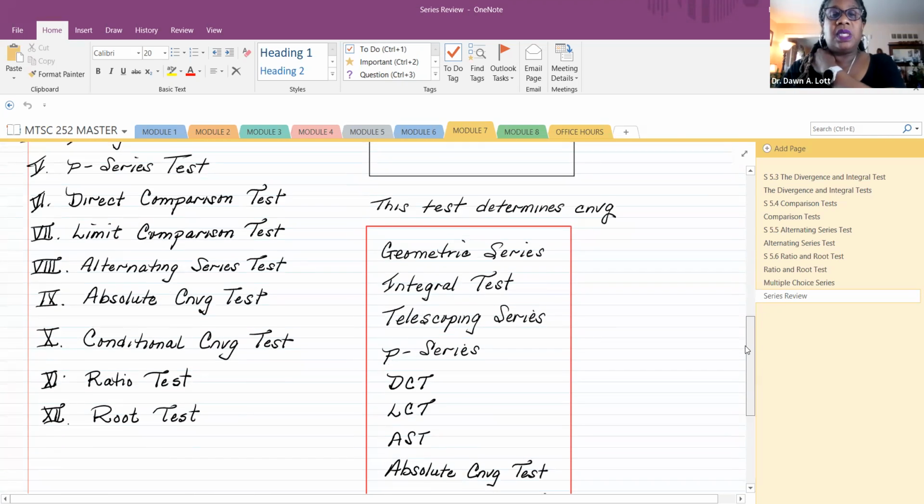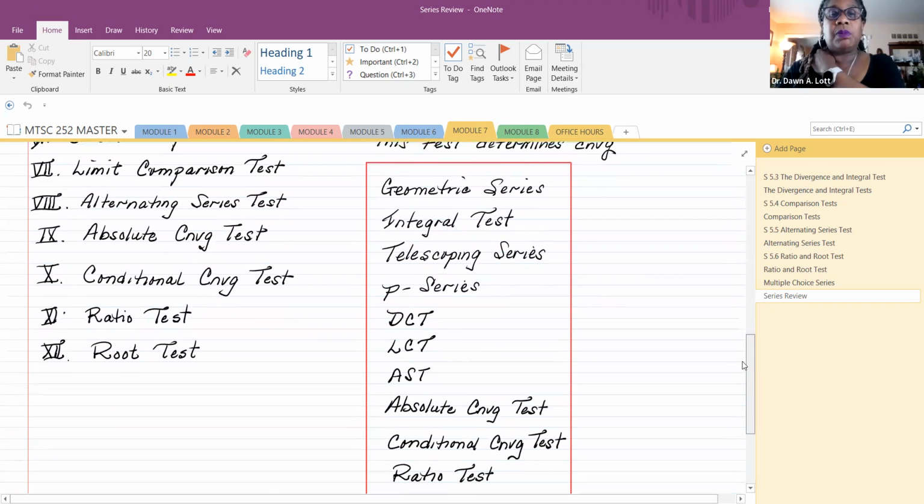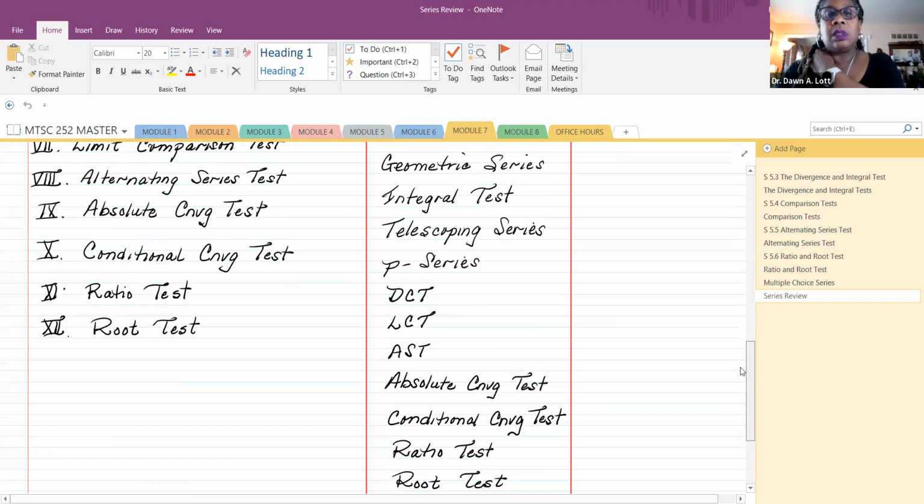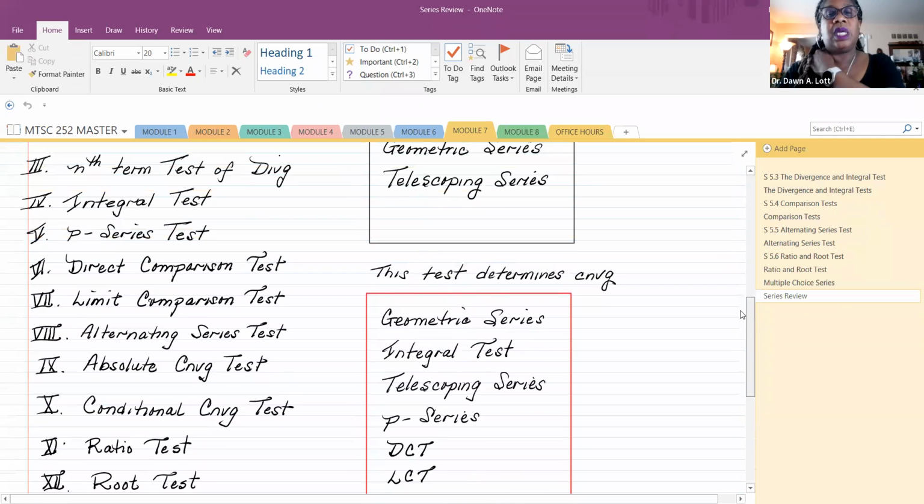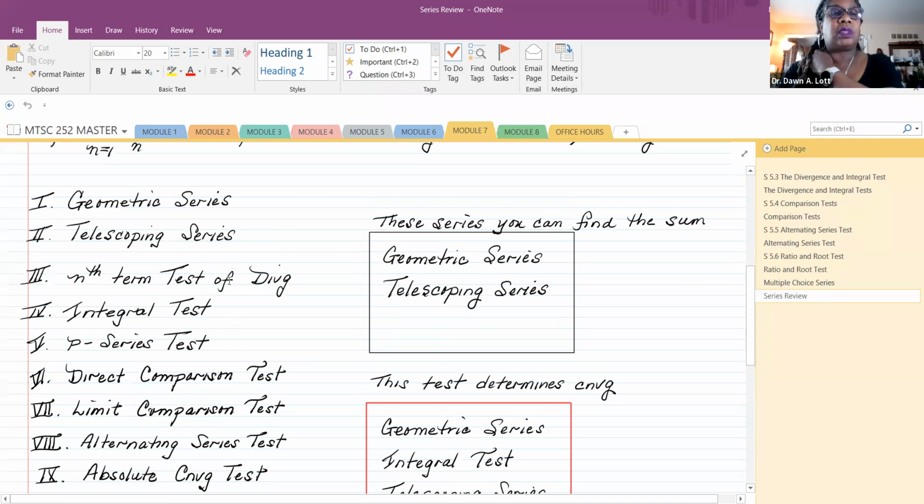All right, then these tests, which is all of them with the exception of 1, determine whether a series converges or diverges. The nth term test of divergence does not determine convergence. It only tells you if the series diverges or the test is inconclusive. Okay, any questions? We've gone through all of these tests in detail. I will have a quiz for you guys on Thursday.